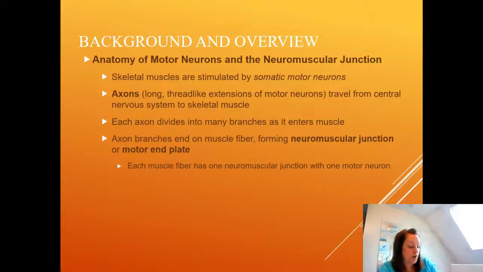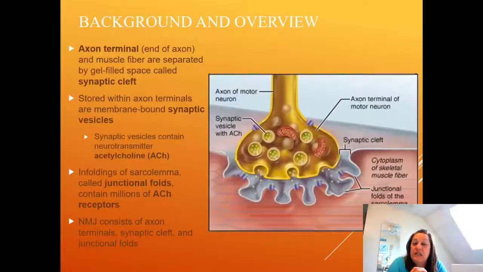Axons. So when we talk about a nerve cell, we looked a little bit at nerve cells in chapter 4. It had that big cell body and those extensions. The long thread-like extension is called an axon. So we have the cell body and the axon is going to land right on a muscle fiber. So this is called the neuromuscular junction.